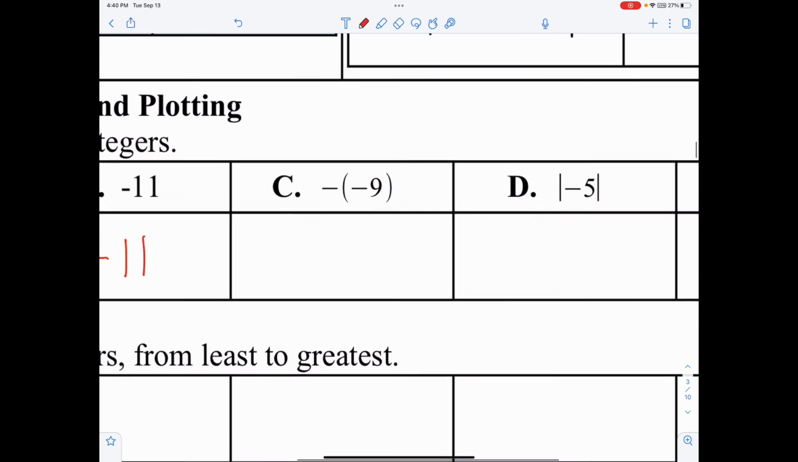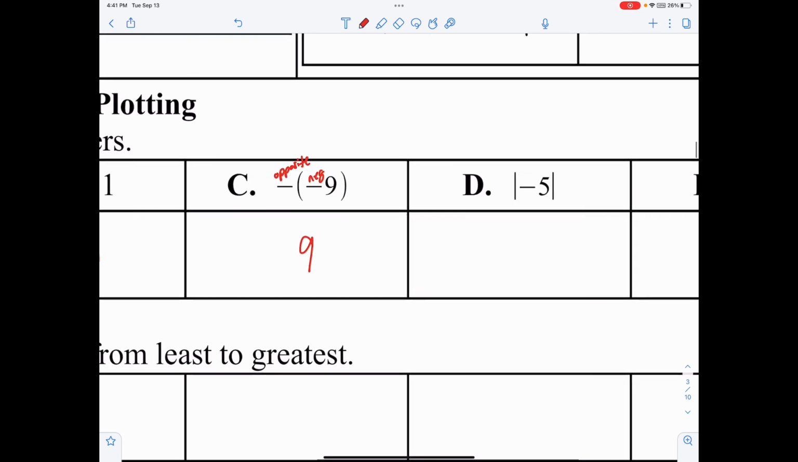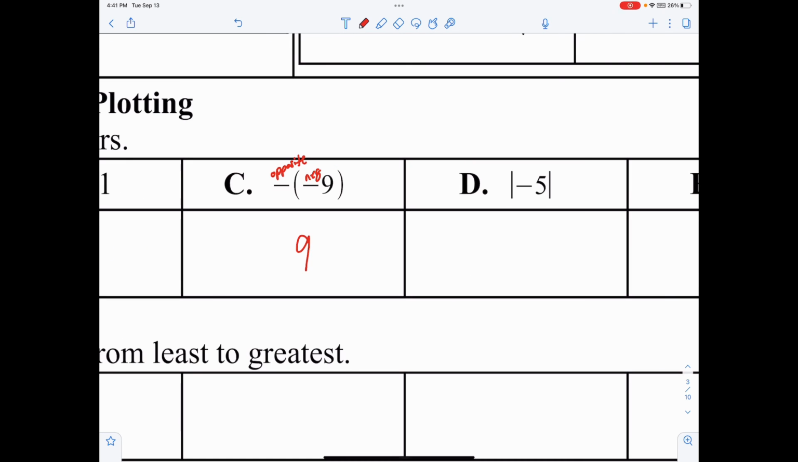But letter C does, okay? We have -(-9), and what is the opposite of -9? Okay, and notice those are parentheses. So go ahead and put that down, and then you can see if you're right. So I have the opposite of -9 is just 9. Okay, or you can think -1 times a -9 is also 9, because two negatives multiplied, negative times negative equals positive.